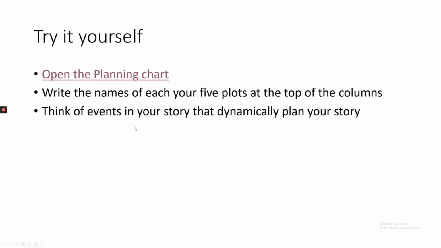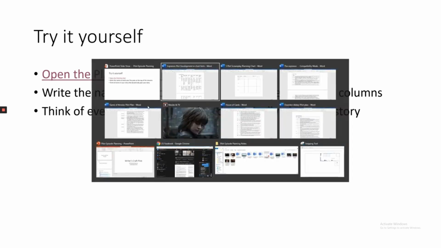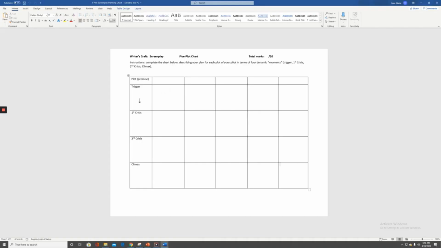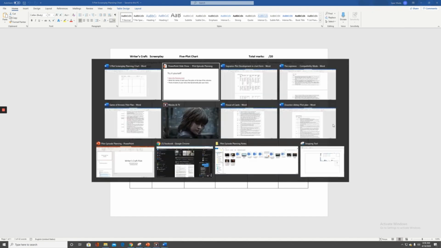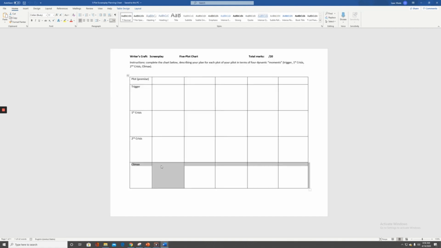Then what you can do is think of the events of the story that dynamically plan your story, and what is the order of the moments that you would like to choose in the telling of your story. So how do you order them? Once you've filled out this chart, in what order do you want these events to happen? So typically you would want to engage the trigger first, and then the first crisis, and the second crisis, and at the end of the show you want the whole climax to be resolved. In the case of The Sopranos, all these plots are probably being wrapped up in the last couple of scenes. You want to build toward a climax. And you can decide the order.